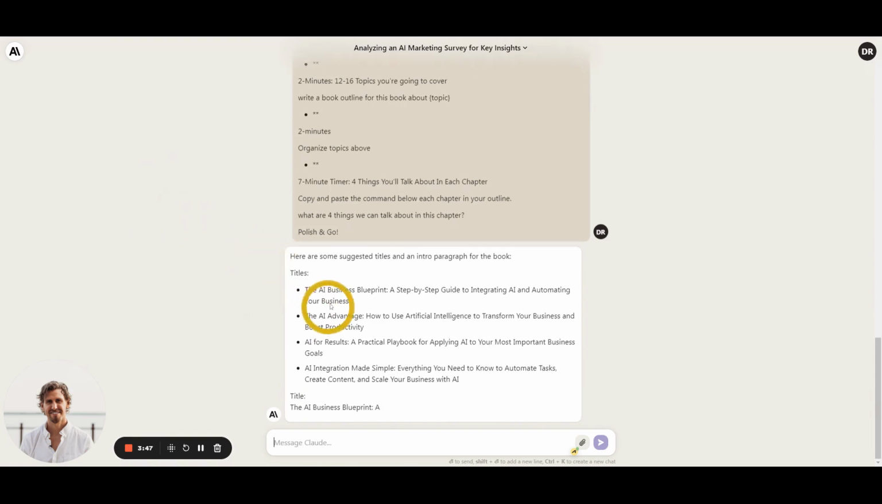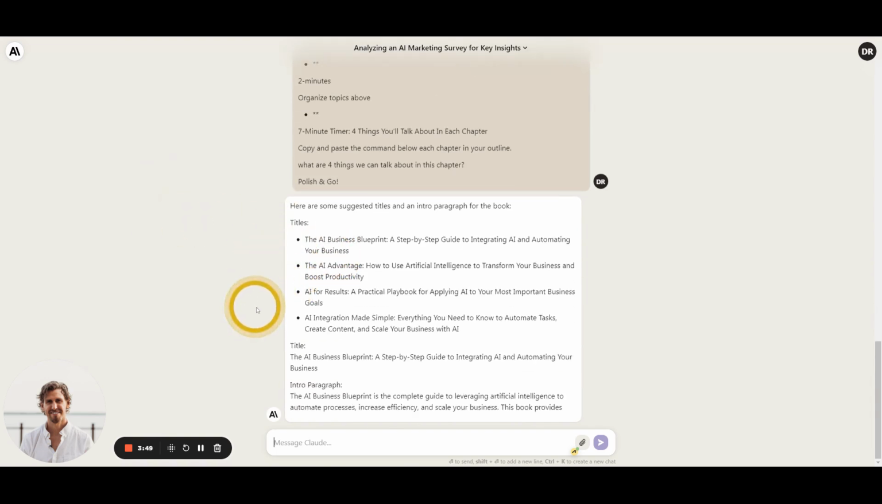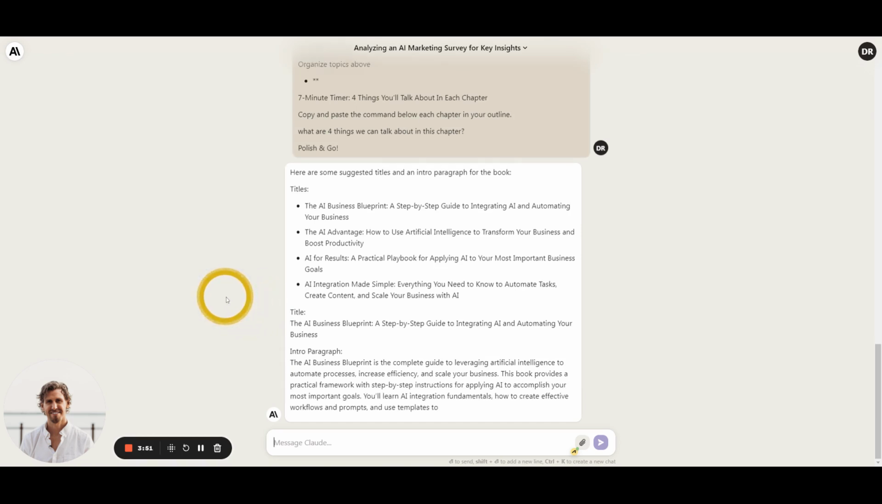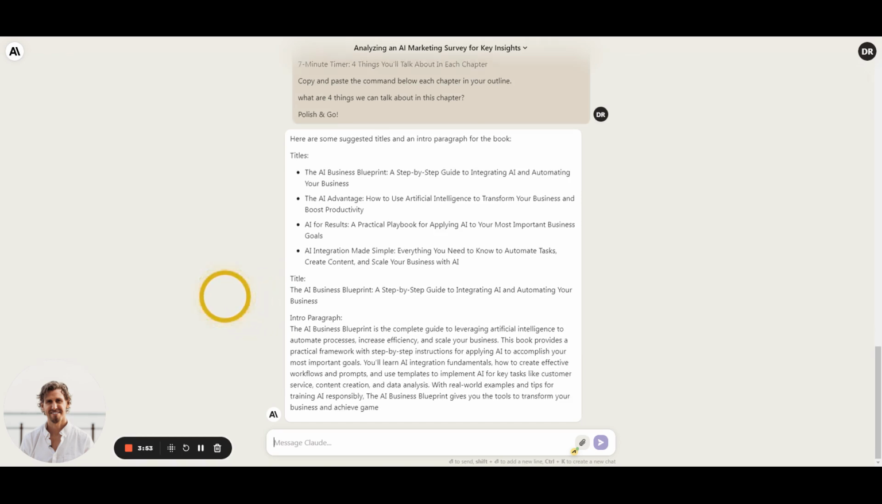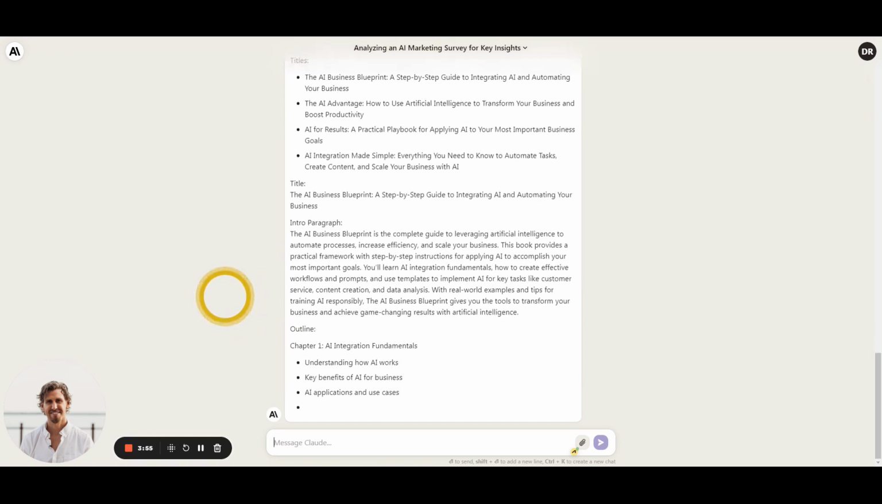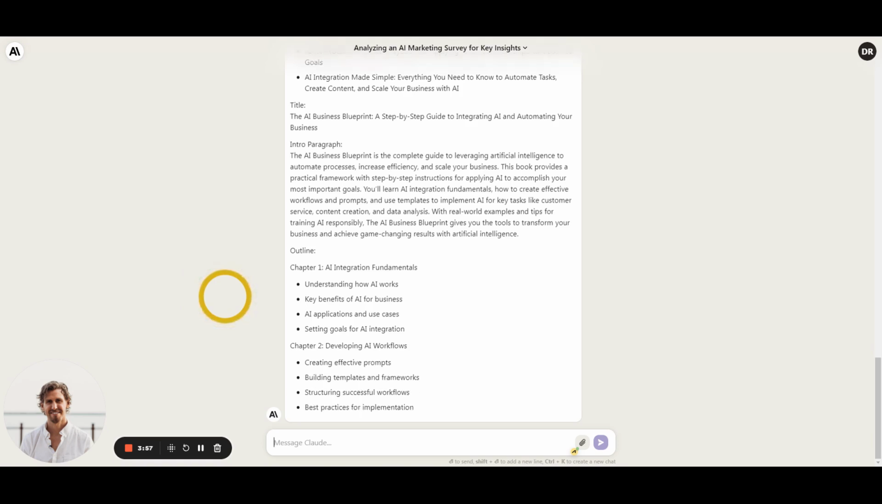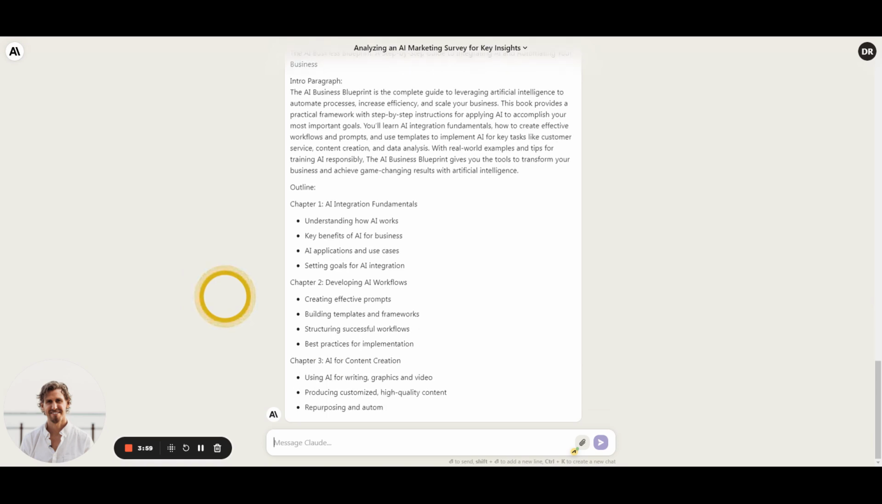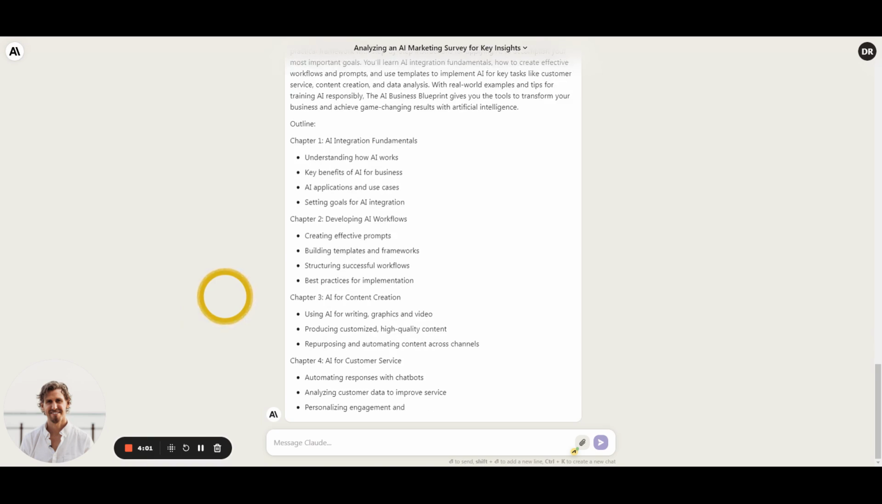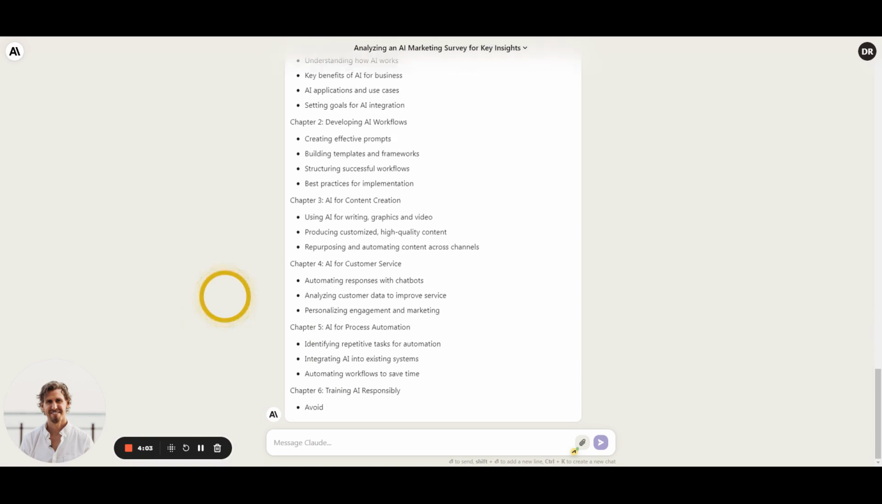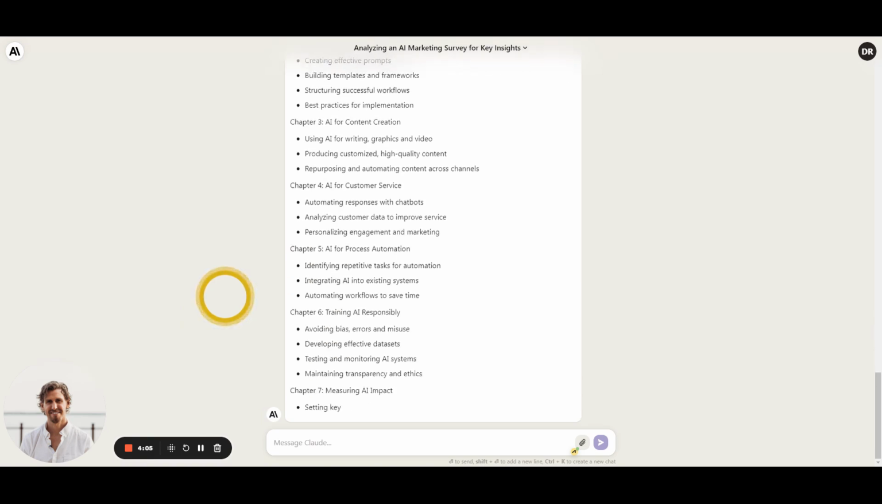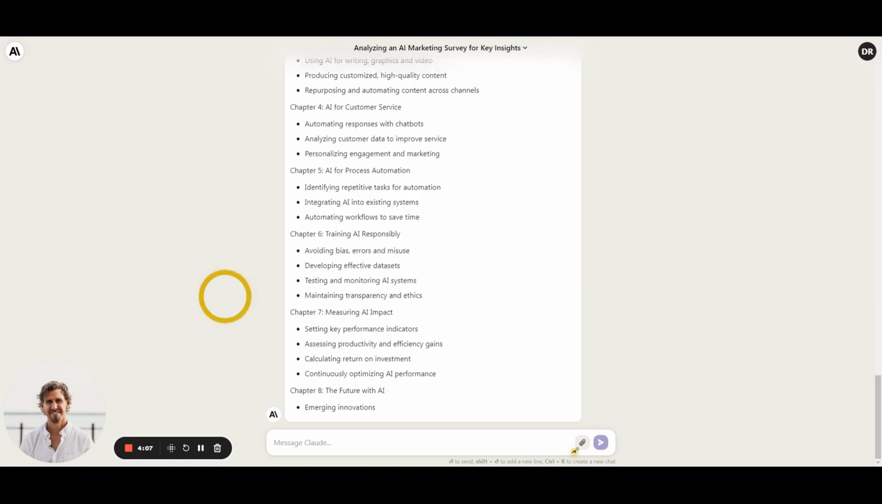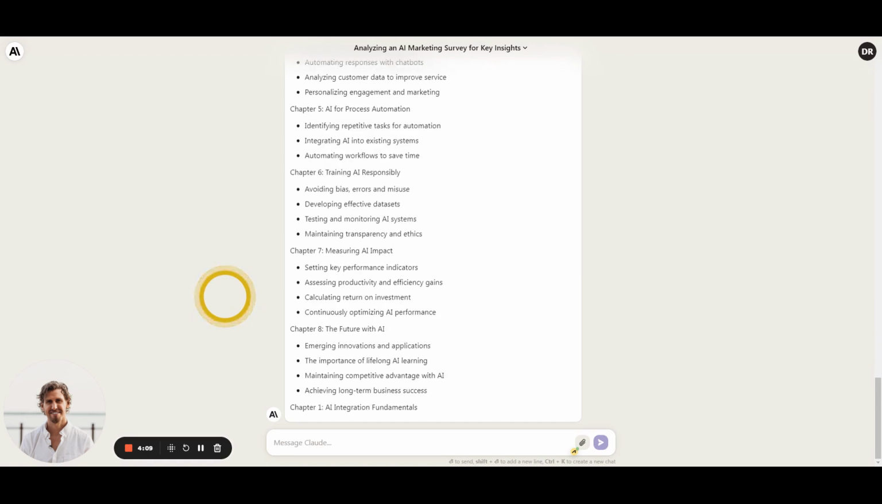And now the AI Business Blueprint, the AI Advantage, AI for Results, and all of this is clearly around AI because that is what our entire business revolves around. But what I want to do is take the existing information and research from real-life people and what problems they're experiencing, and then work with AI on what I can do to create an outline that would be effective in helping these people solve their problems.